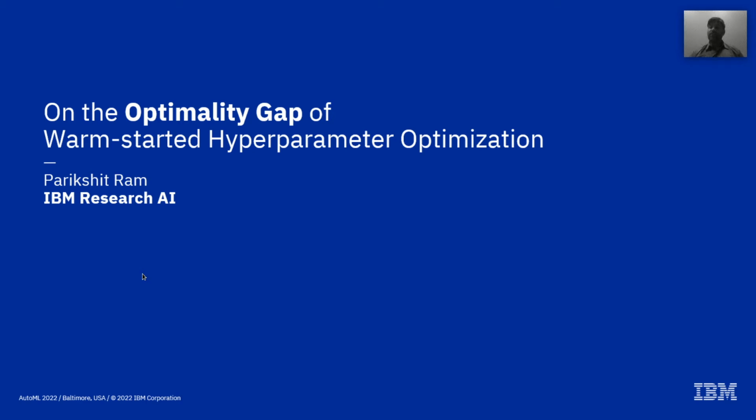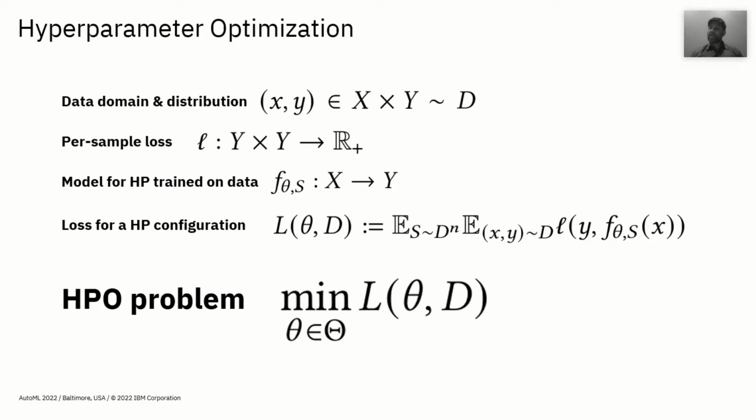I am Parikshit Ram from IBM Research, and I am presenting our work on the optimality gap of warm-started hyperparameter optimization. In our hyperparameter optimization setup, we have a data domain X cross Y and distribution D from which we get training and testing samples, a per sample loss L, and a model F sub theta S trained on a sampled set S with hyperparameter theta, resulting in an overall loss uppercase L theta D for hyperparameter theta, and the HPO problem is to find the hyperparameter configuration with the lowest loss.